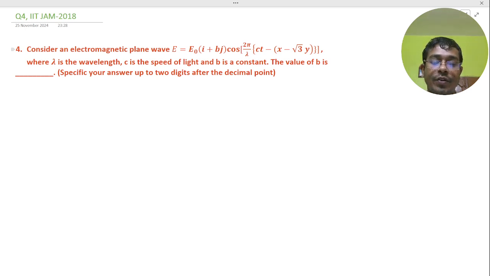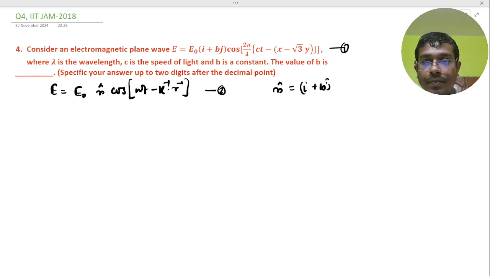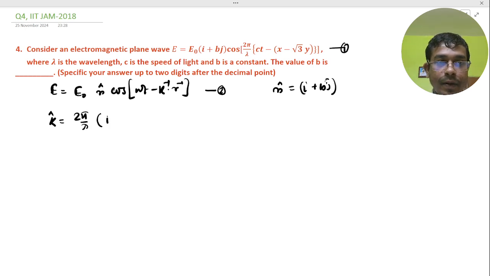We have been given the electromagnetic wave equation. We write this equation in the standard form, E equal to E naught n cap cos(omega t minus k dot r), and compare equations 1 and 2. We get n cap is i plus b j, and k must be 2 pi by lambda (i minus root 3 j).